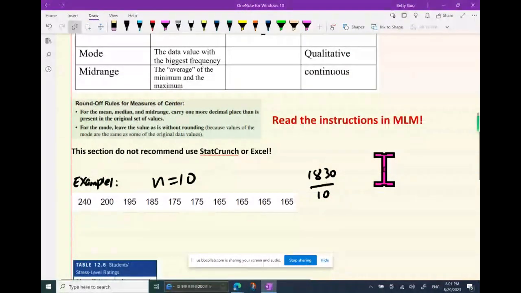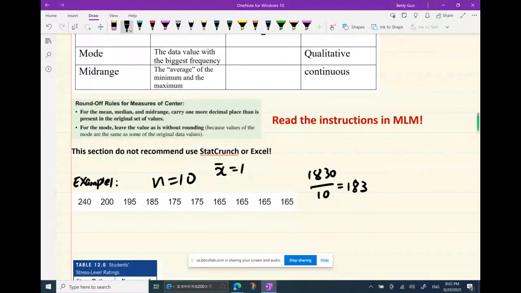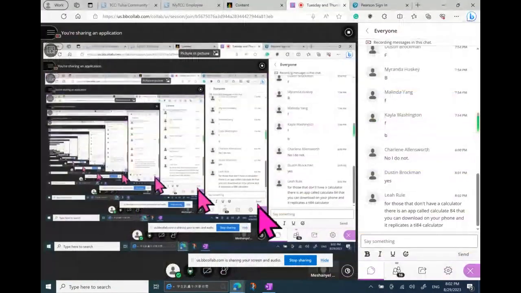And then you divide the sum by 10. What do you have? 183. So 183 is the mean. Is that easy? I would say this is straightforward. So this is how we calculate or compute the sample mean if we are given the raw data set.